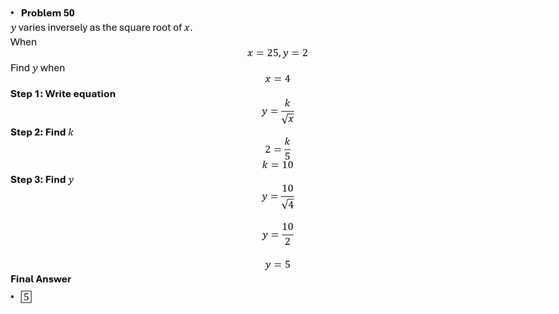Since y varies inversely as the square root of x, we use y equals k divided by the square root of x. Solving for k gives 10. Substituting x equals 4 produces y equals 5.